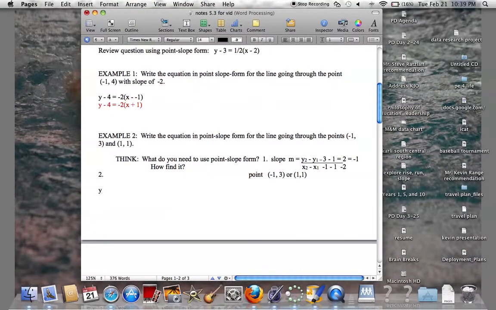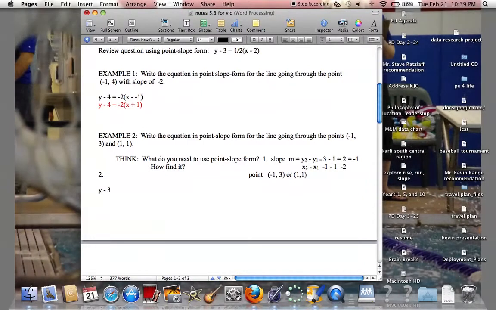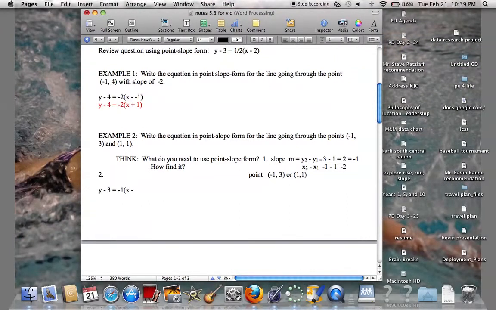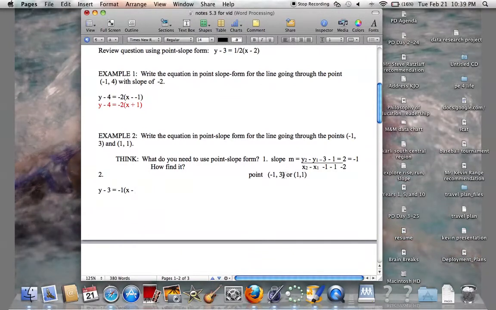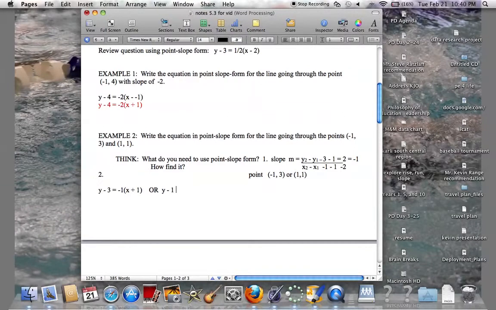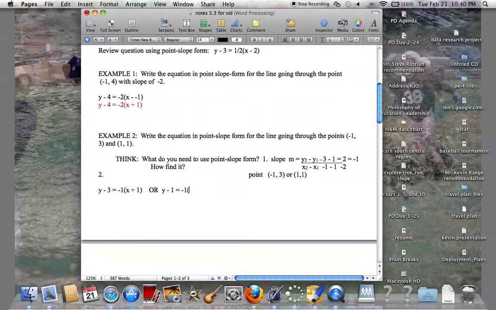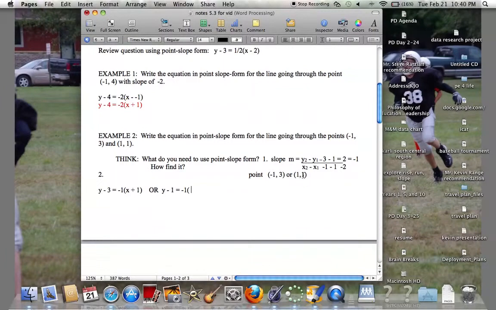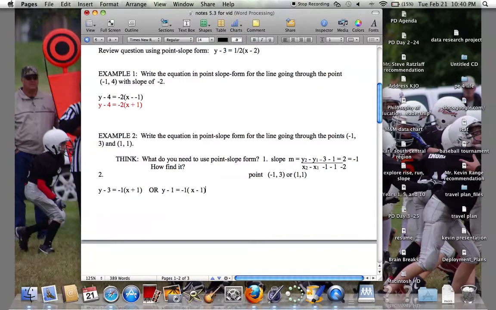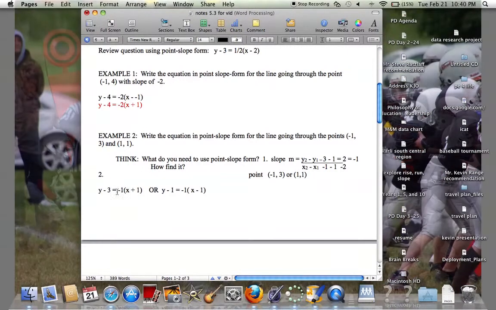So one of you might choose to do y minus 3, which is using this first ordered pair, equal to negative 1 times x minus, we have to do the x coordinate that goes with it. I'm looking at this ordered pair using the 3 for y and the negative 1 for x. Because I'm subtracting a negative, I will actually write plus 1. Or I could write y minus 1 equals negative 1 for my slope. And now I'm using this ordered pair, so I've used the y as 1. I'm going to use my x as 1 as well. And it's not that you need to have both of these answers, you just need to have one.